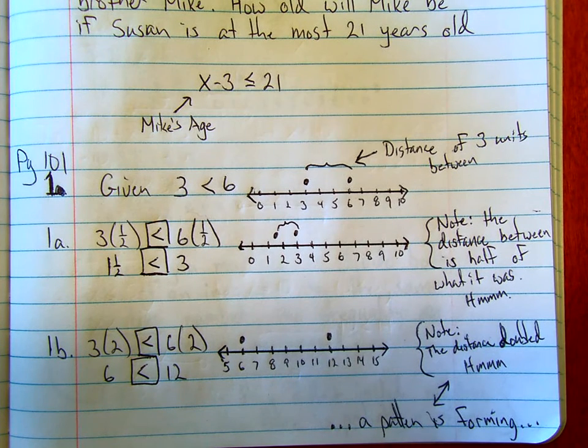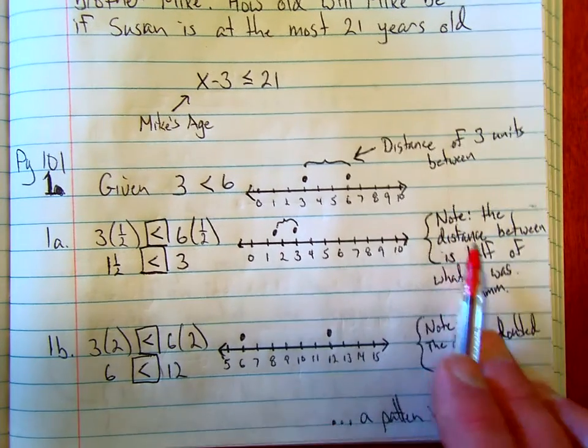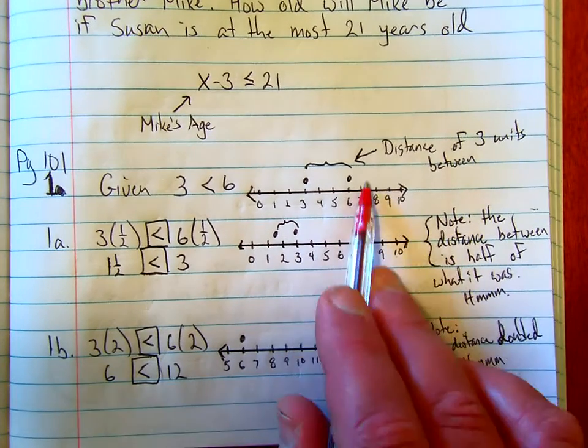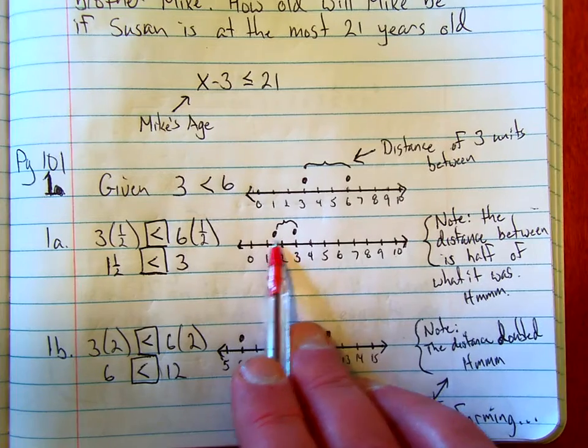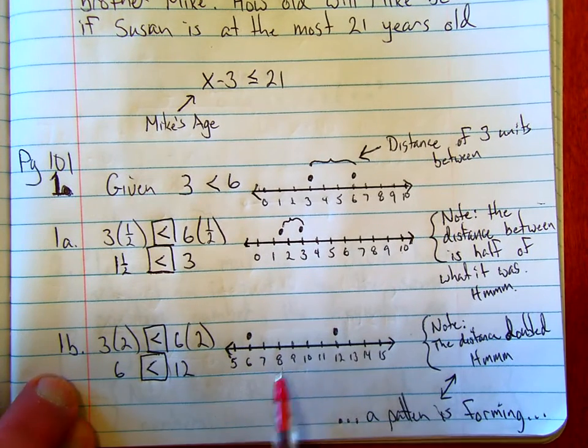Take a look at the distance, though, because the distance when you multiply or divide between the two numbers does change. It starts off, the distance between 3 and 6 is 3 units. Note, if you multiply by 1/2, the distance is 1/2 of 3. The distance between these 2 points is 1.5. If you multiply by 2, the distance between them doubles.